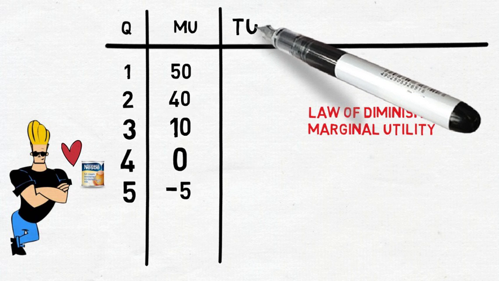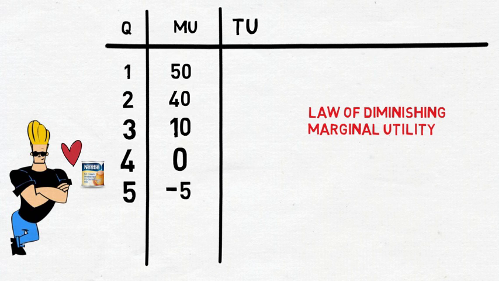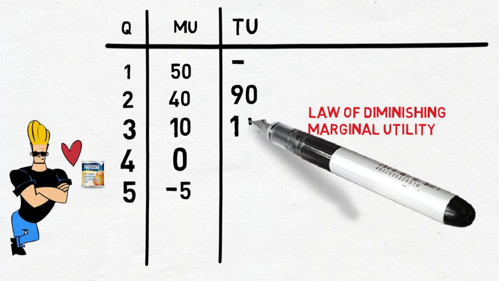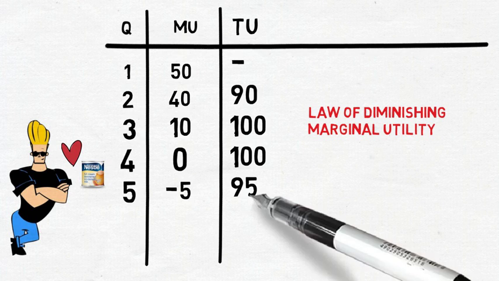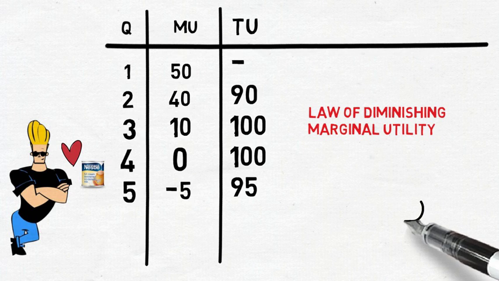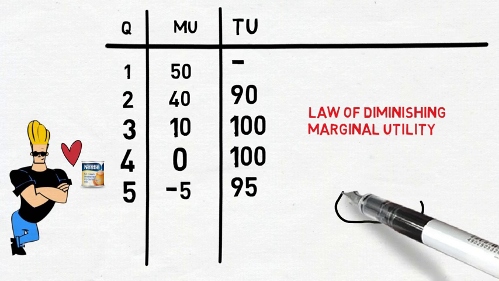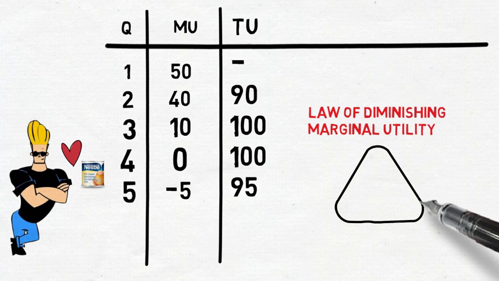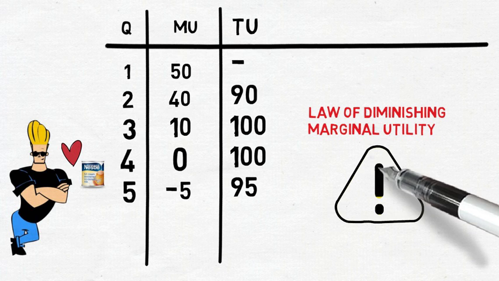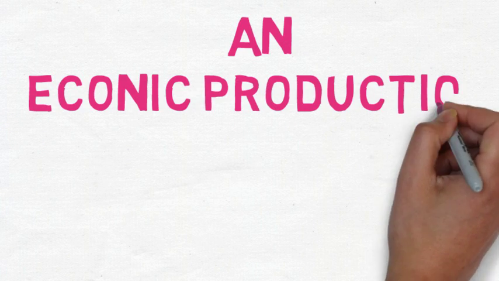And then when we calculate the total utility, which is the sum of the marginal utility, we can also see that the total utility increased and then decreased. So Kyle should have stopped where his marginal utility was 0, and this is where total utility reaches a maximum. After this, marginal utility is negative and total utility begins to decrease.